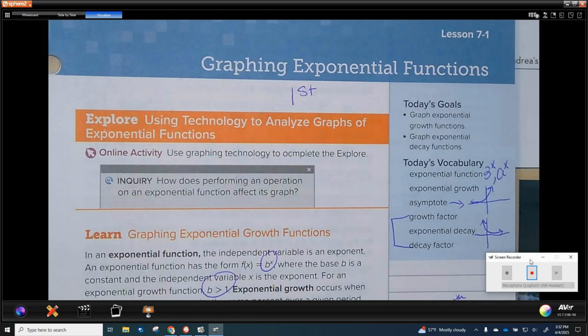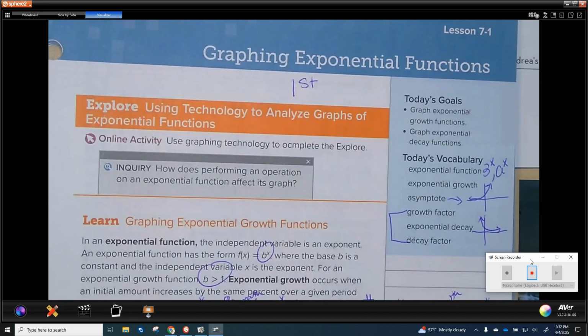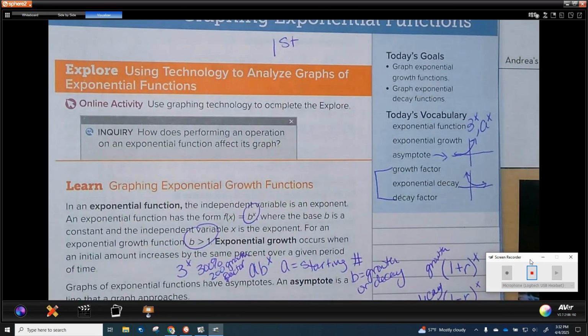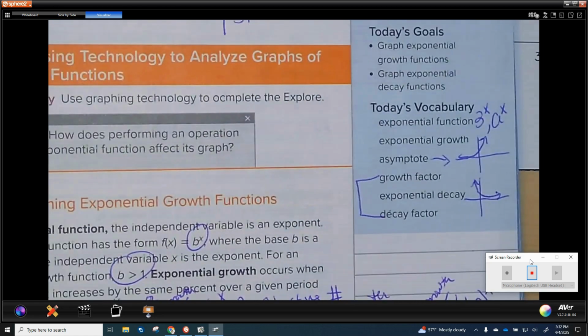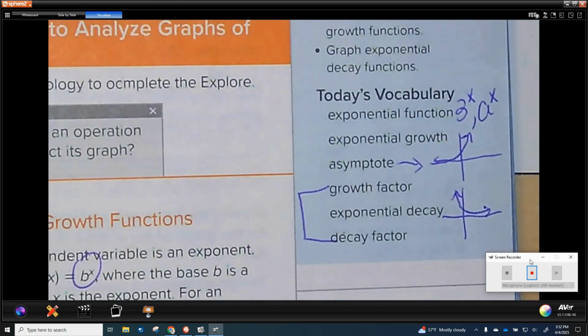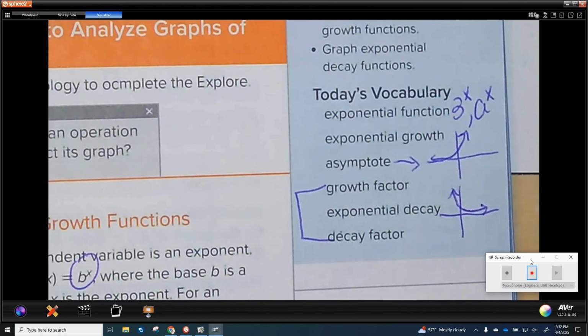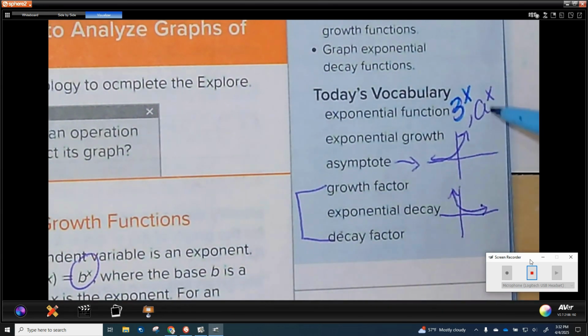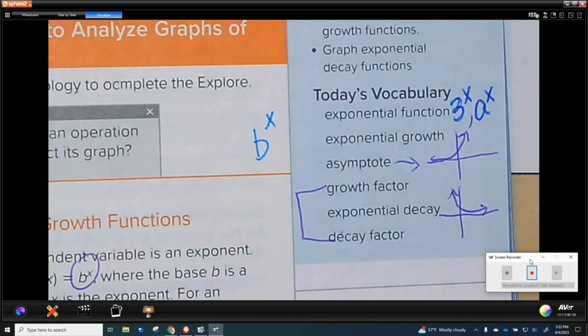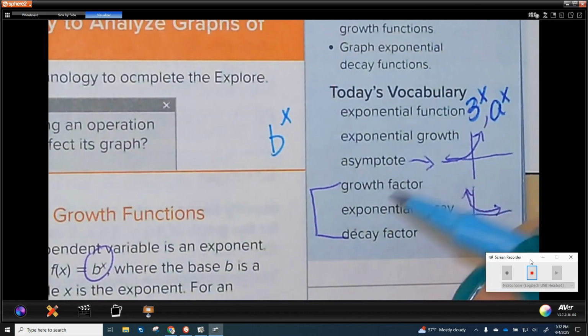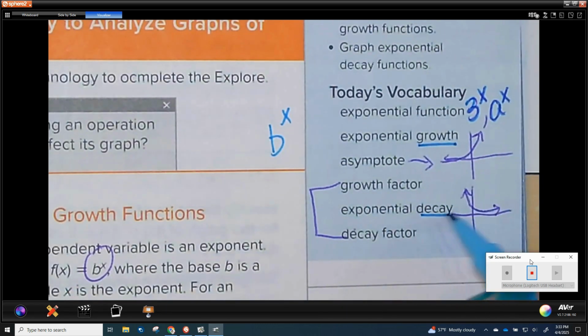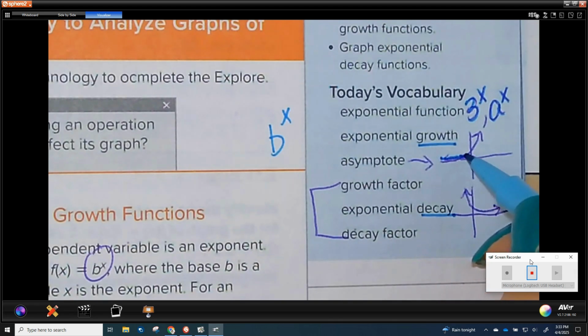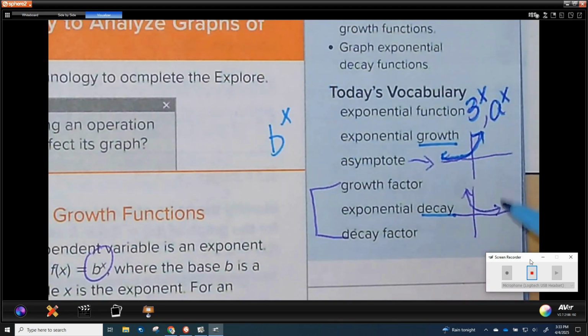So, graphing exponential functions. An exponential function, if you remember, we have either growth or decay. So an exponential function means that we have a number and an x as an exponent. So I'm going to write a, but usually we have b to the x. There could be two types of functions: growth or decay. Growth looks like this, starts off low and goes up. I'm going to write with blue. Decay starts off high and goes down.